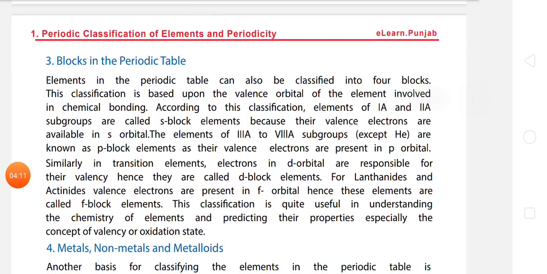Blocks in the periodic table. Elements in the periodic table can also be classified into 4 blocks. This classification is based upon the valence orbital of the element involved in chemical bonding. According to this classification, elements of 1A and 2A subgroups are called s-block elements because of their valence electrons available in s orbital. The elements of 3A to 8A subgroups are known as p-block elements. Their valence electrons are present in p orbital.